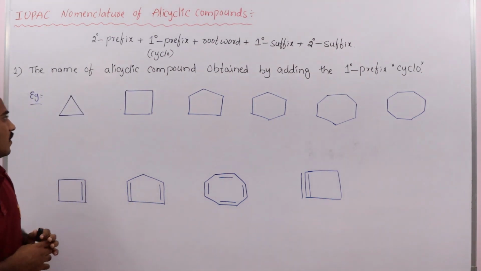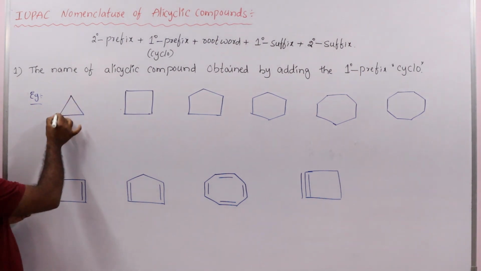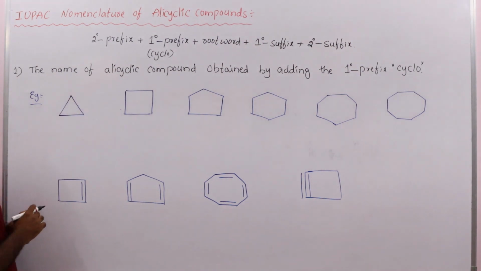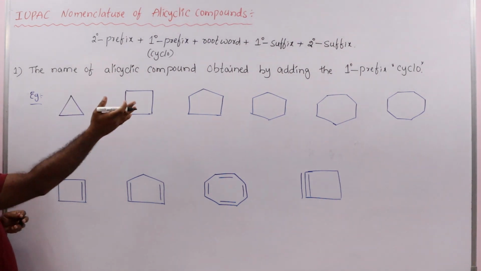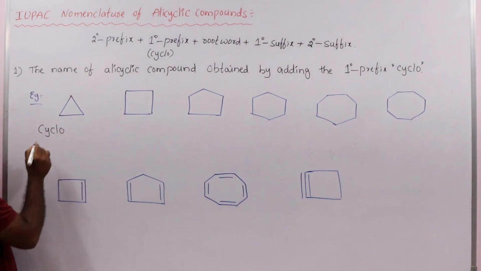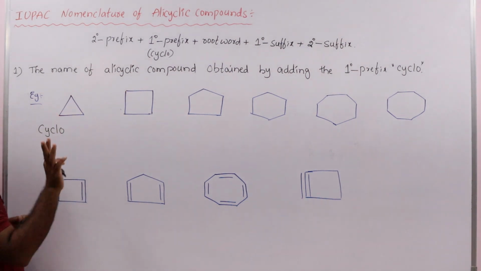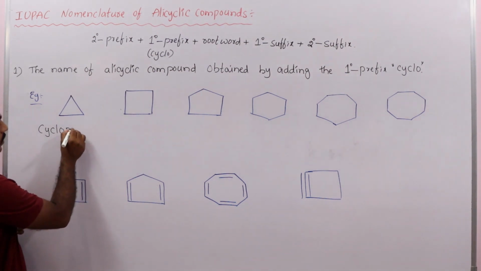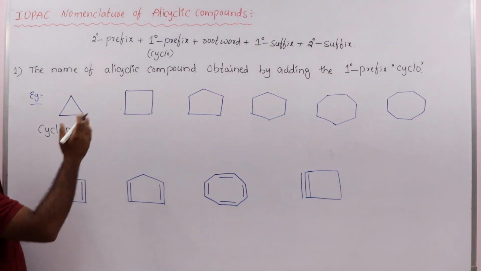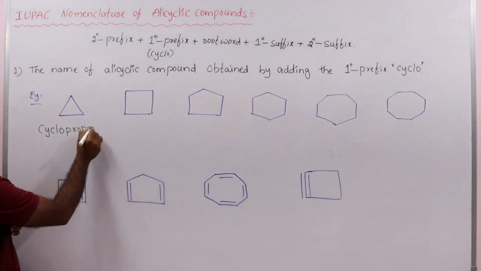So here you see in this molecule 3 carbons are present. It is a 3-membered ring, a cyclic compound. That's why which prefix do we use? Cyclo. Next, the root word: how many carbons? 3 carbons, that's why prop. Then the primary suffix: it is a saturated one. That's cyclopropane.